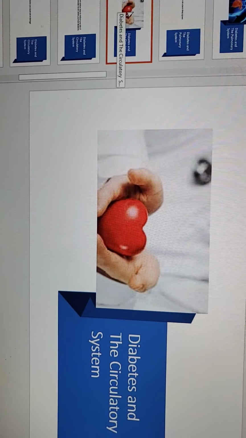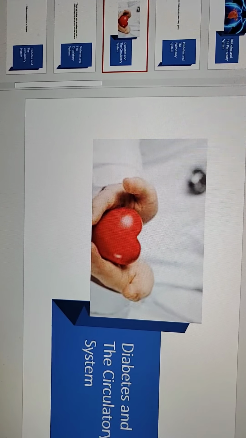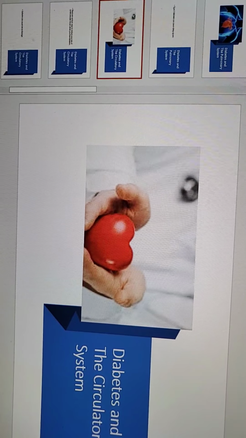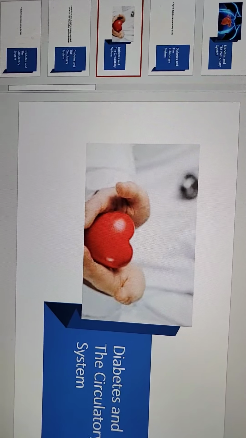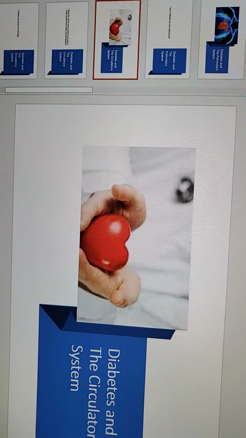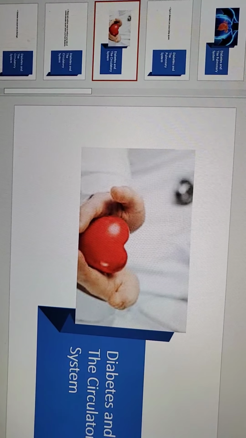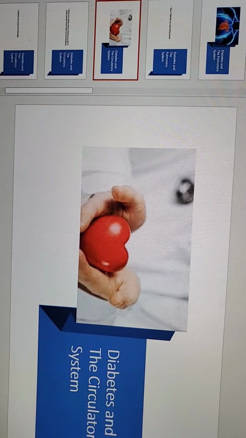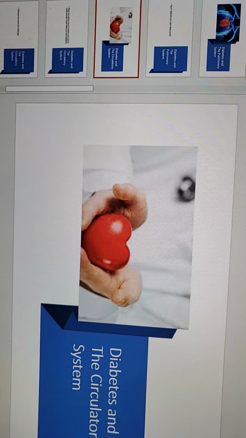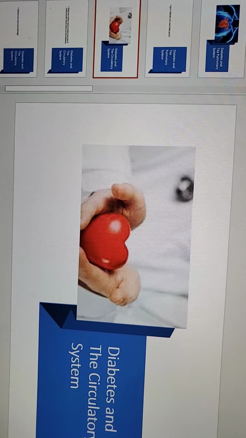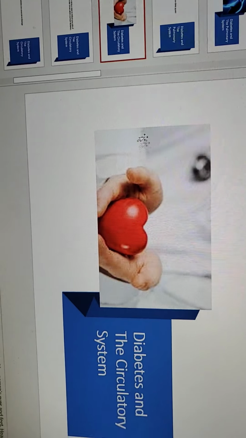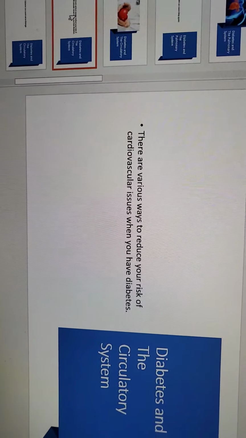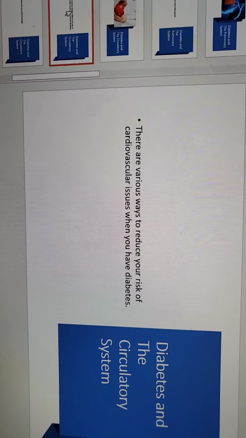Diabetes and the circulatory system. Diabetes can cause cardiovascular disease and affect the circulatory system. Poor circulation can cause issues with a person's eyes and feet. Heart complications derive from damage to the blood vessels. Blood vessels can also be damaged by a high cholesterol level. It is important to keep this level under control. When arteries and veins get clogged and damaged, it makes it harder for blood to flow appropriately. There are various ways to reduce the risk of cardiovascular issues when you have diabetes.